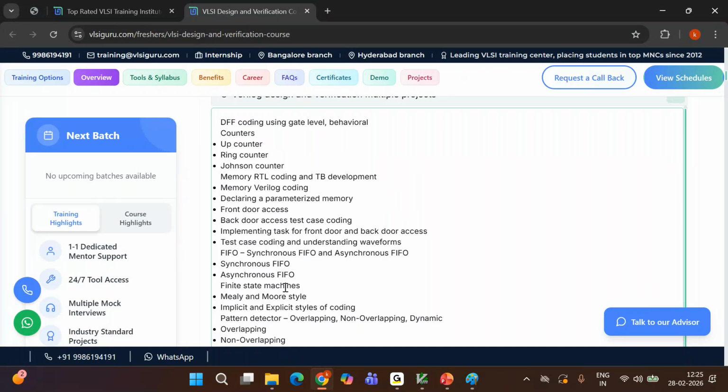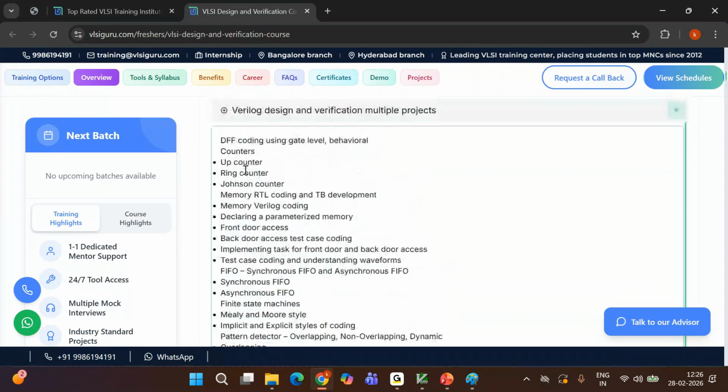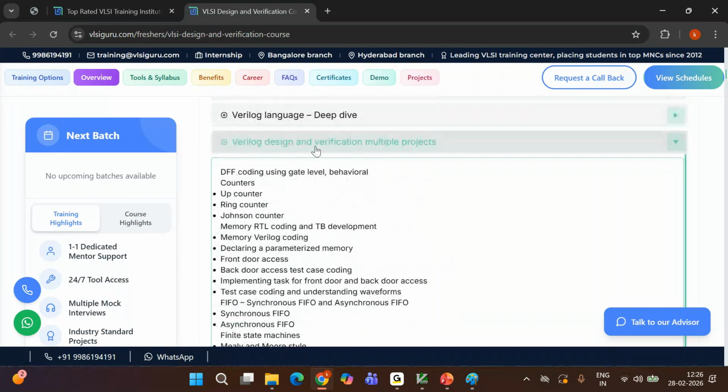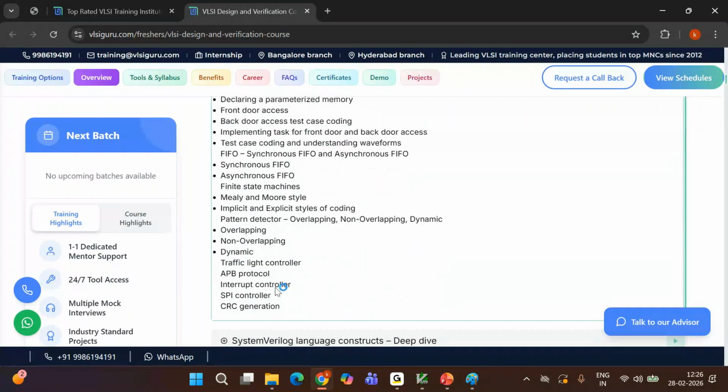Every sequential circuit has a state machine present, right? How do implicit state machines and explicit state machines work? How do you define them? All those things will be taught. Basically you can go through this page here. They will teach you, and it is listed down, everything you will be learning.